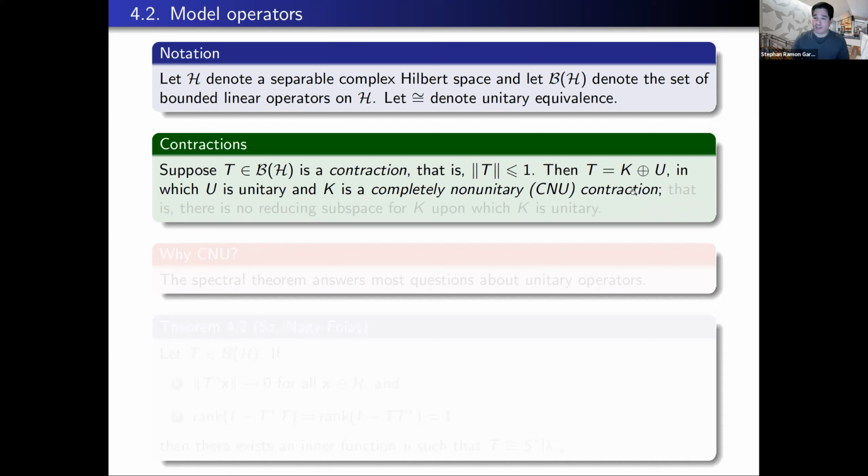So we have two types of contractions that we can split into: unitaries, which we're pretty comfortable with, and then these completely non-unitary contractions. So those are contractions which don't have a reducing subspace upon which K happens to be unitary. So K is completely non-unitary, CNU, if you cannot find a reducing subspace, a subspace invariant under K and its adjoint, upon which K happens to be unitary. So you've stripped off all possible unitary parts of T and you've stuffed it into this factor, and what you're left with is something that is totally not unitary at all, and there's no reducing subspaces upon which that acts unitarily. So you split it into a good part and a bad part.